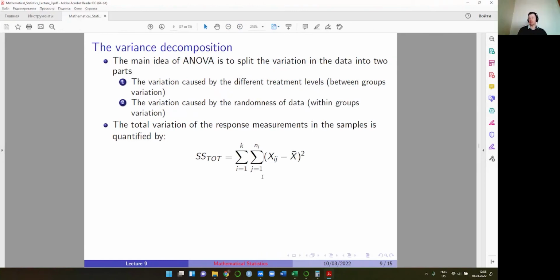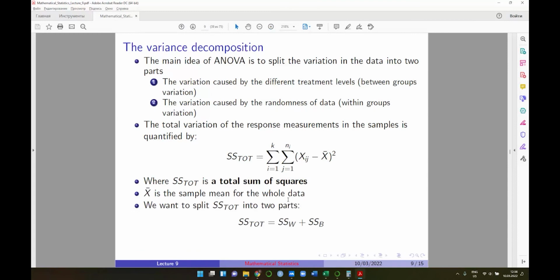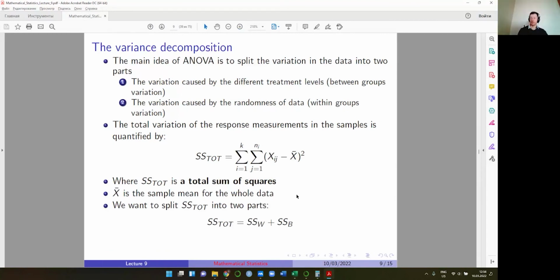This double summation just shows that first of all we do this calculation for every column, and we sum these deviations for every column. Then for four columns, we have four sums, and then we sum these sums, like this outer summation. So basically, don't panic. This is not difficult. We call this a total sum of squares. X bar, as I said, is the sample mean for the whole data. So for all our 40 observations in the table, we calculate the sample mean.